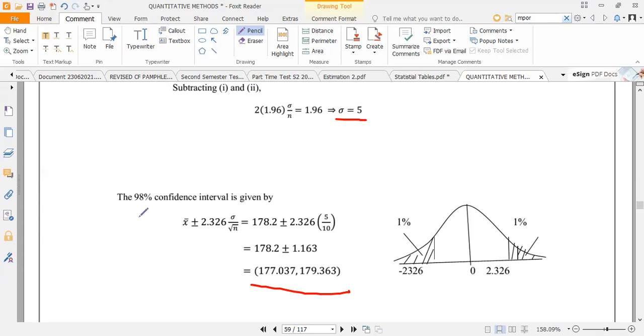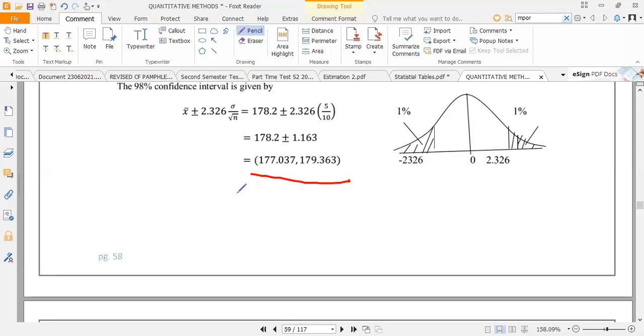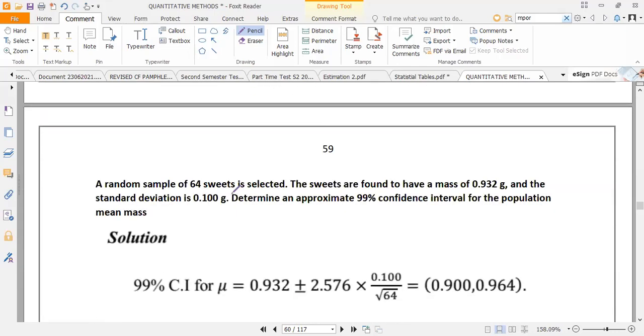So I've combined two important topics in one, so you need to really take your time to understand this. A random sample of 64 sweets is selected. Already our n is what? 64. And we're using Z whenever the sample size is what? Greater than 30.